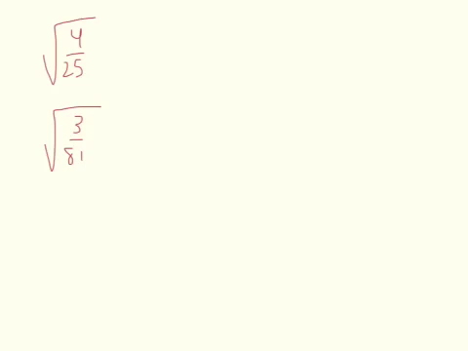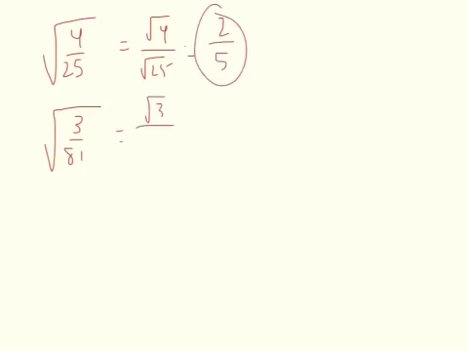Let's try a couple of practice examples. So the square root of 4 over 25 is the square root of 4 over the square root of 25, which is 2 over 5. Done. Square root of 3 over 81 is radical 3 over radical 81. So that's radical 3 over 9.